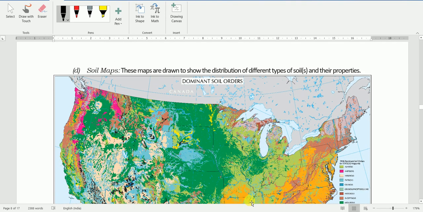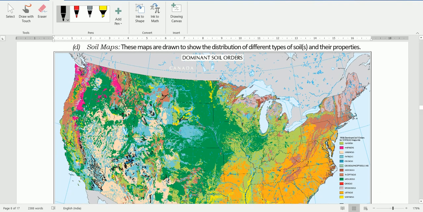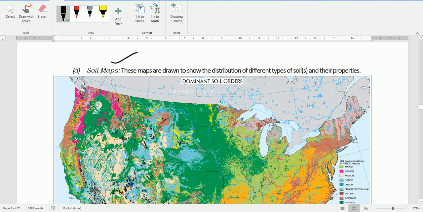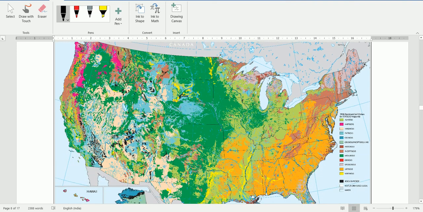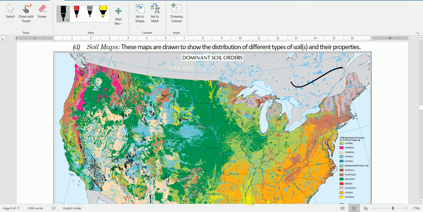Next, we have soil maps. These maps are drawn to show the distribution of different types of soils and their properties. Soil maps show the distribution of different types of soils and their physical and chemical properties, the chemical composition of the soils. Everything is represented in this type of map. So this is an example of a soil map.